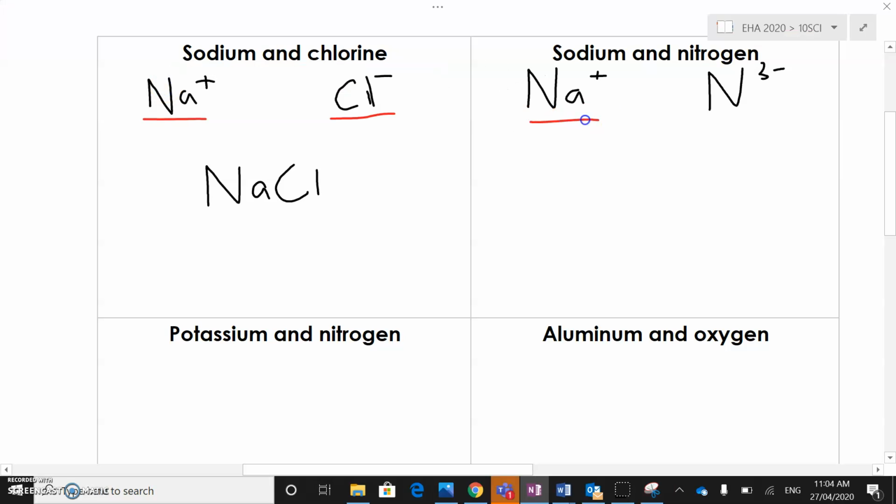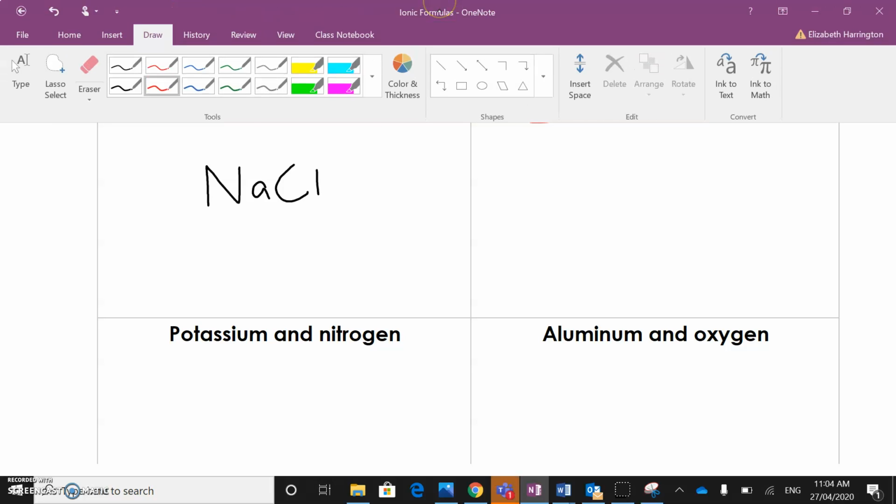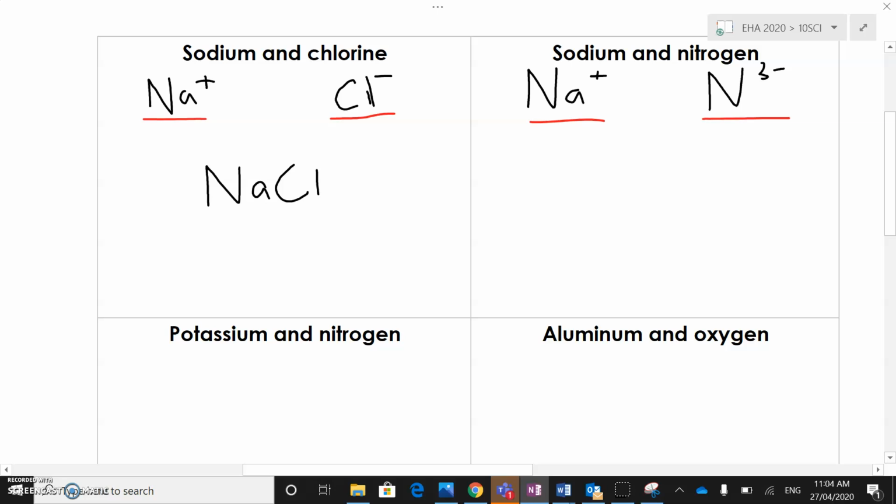Here I've got a positive charge of 1. Here I've got a negative charge of 3. How many sodiums do I need to counteract that negative charge of 3? Well, I need 1. Now I've got 2 positive charges against that -3. I need 1, 2, 3 positive sodium ions to work against and cancel out or balance that nitrogen, that 3- charge.